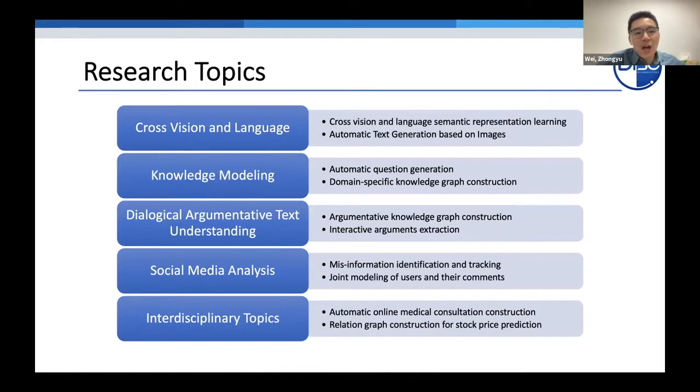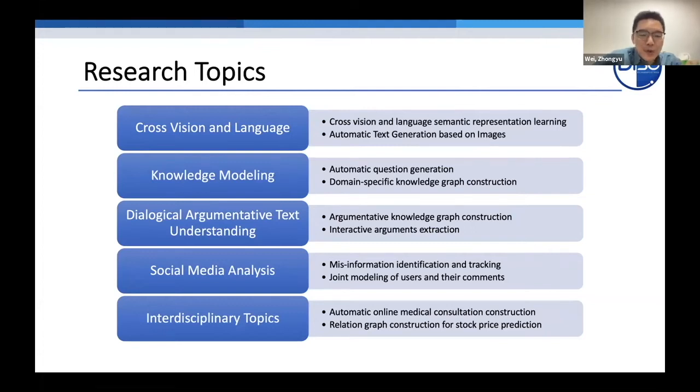The third one is dialogical argumentative text understanding. We express our opinions about some topic via argumentative text, and how to understand the discussion content between multiple participants is very important. For this topic, we aim to do argumentative knowledge graph construction and extract the interactive arguments from the discussion content among multiple participants.